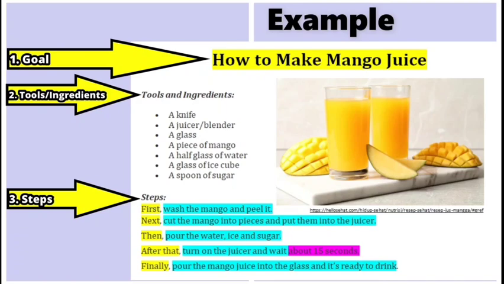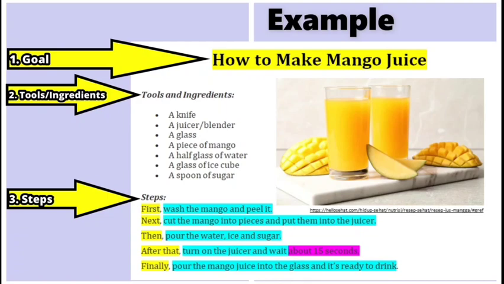The steps are: first, wash the mango and peel it. Next, cut the mango into pieces and put them into the juicer. Then, pour the water, ice, and sugar. After that, turn on the juicer and wait about 15 seconds. And finally, pour the mango juice into the glass and it's ready to drink.